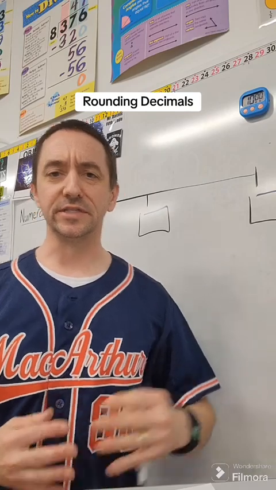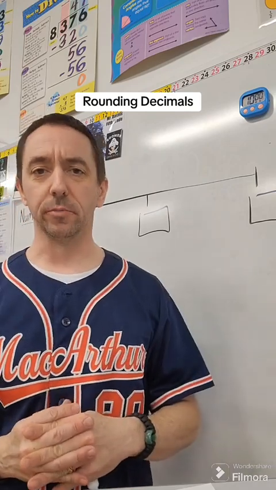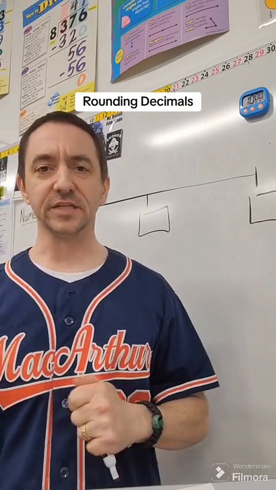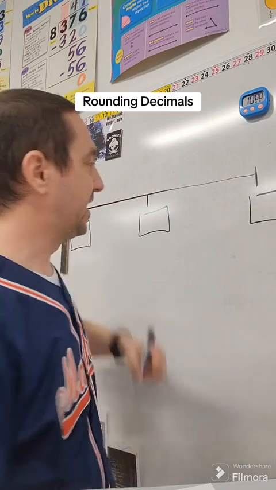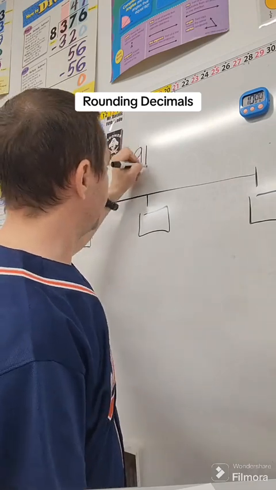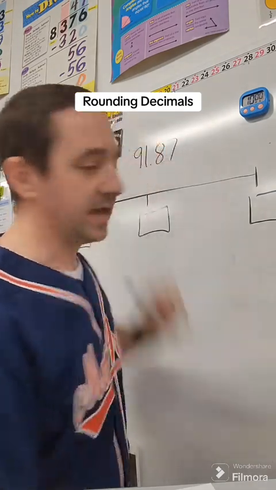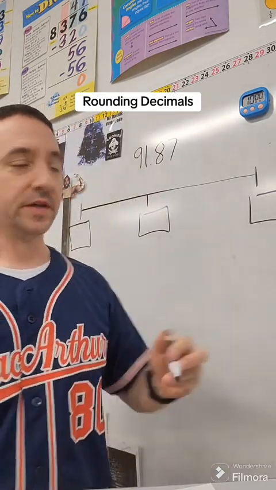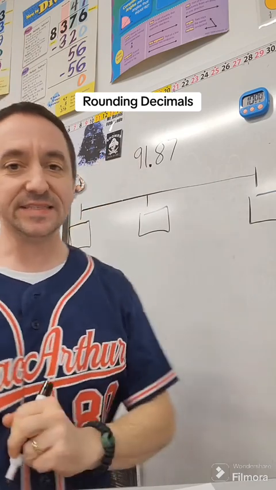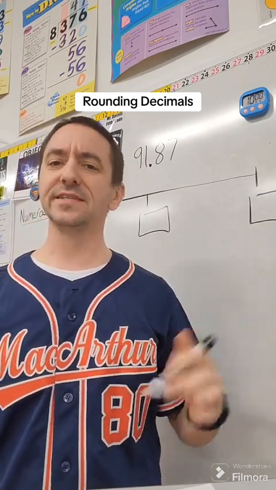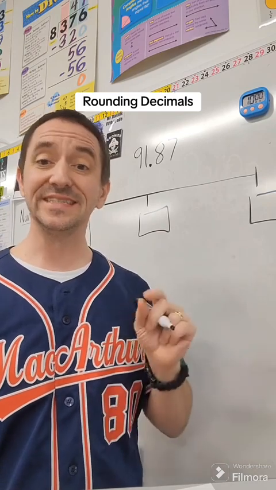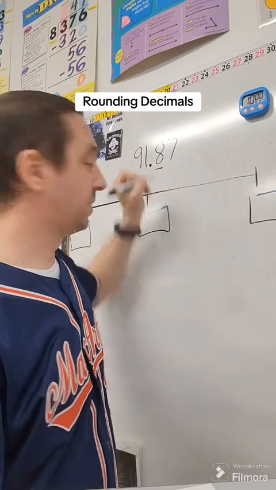That's why I also like to teach how to round using a number line. And in this case, I'm going to round some decimals. So I thought I'd start with the number I'm going to work with today. And the number I'm going to work with today is 91 and 87 hundredths. Now, when I'm doing 91 and 87 hundredths, the first thing I'm going to do is say, okay, what am I going to round to? And in this case, I'm going to say, let's round to the nearest tenth. So I'm going to underline my tenth.